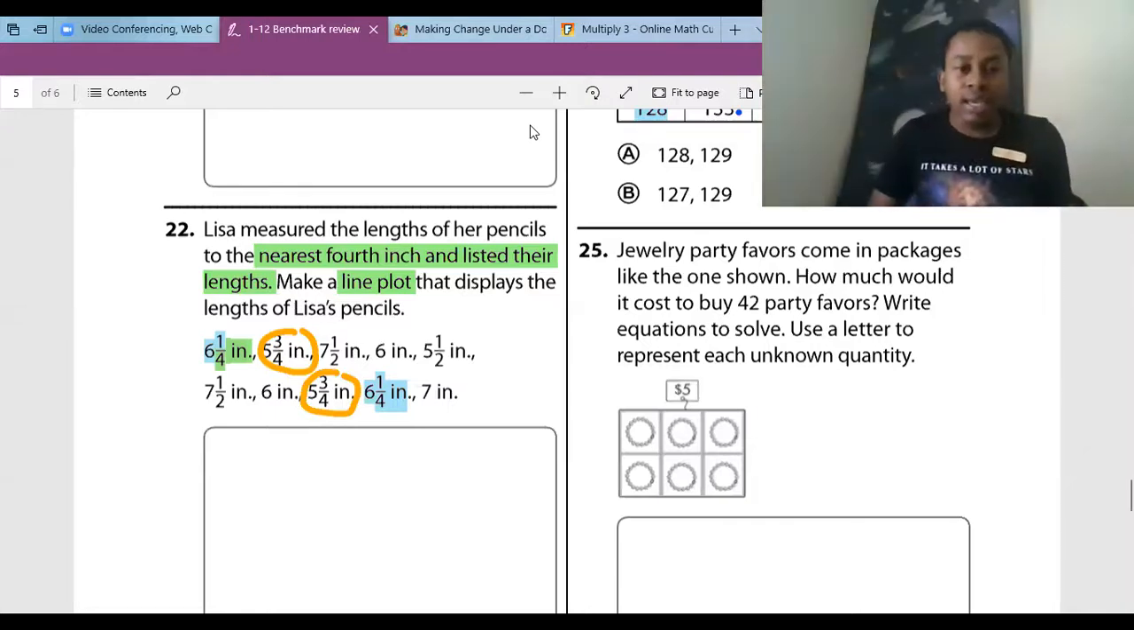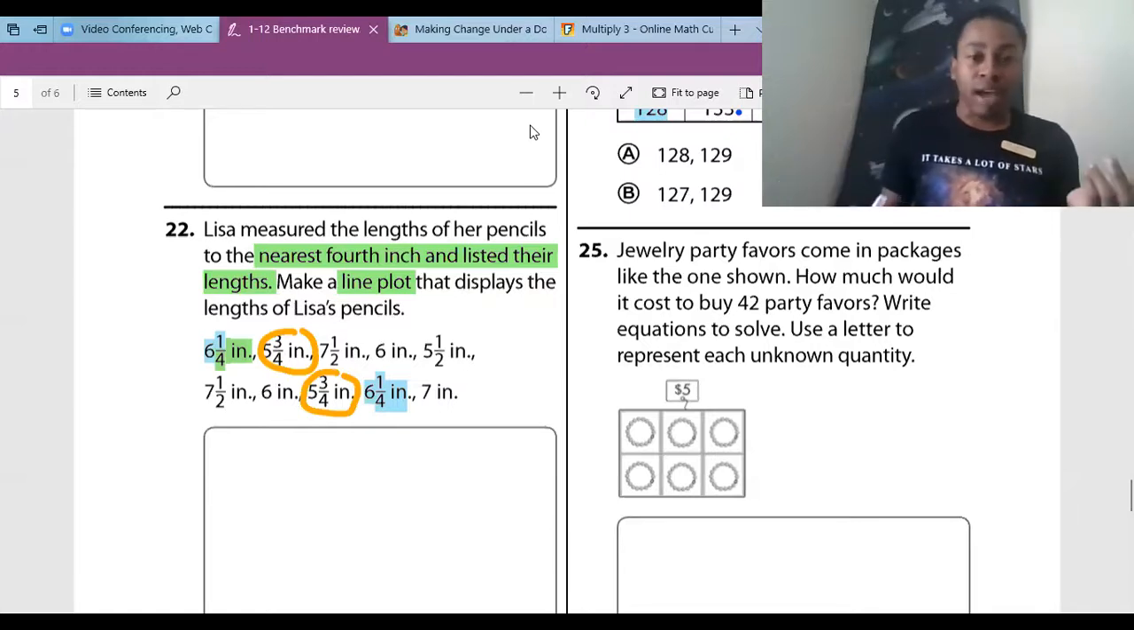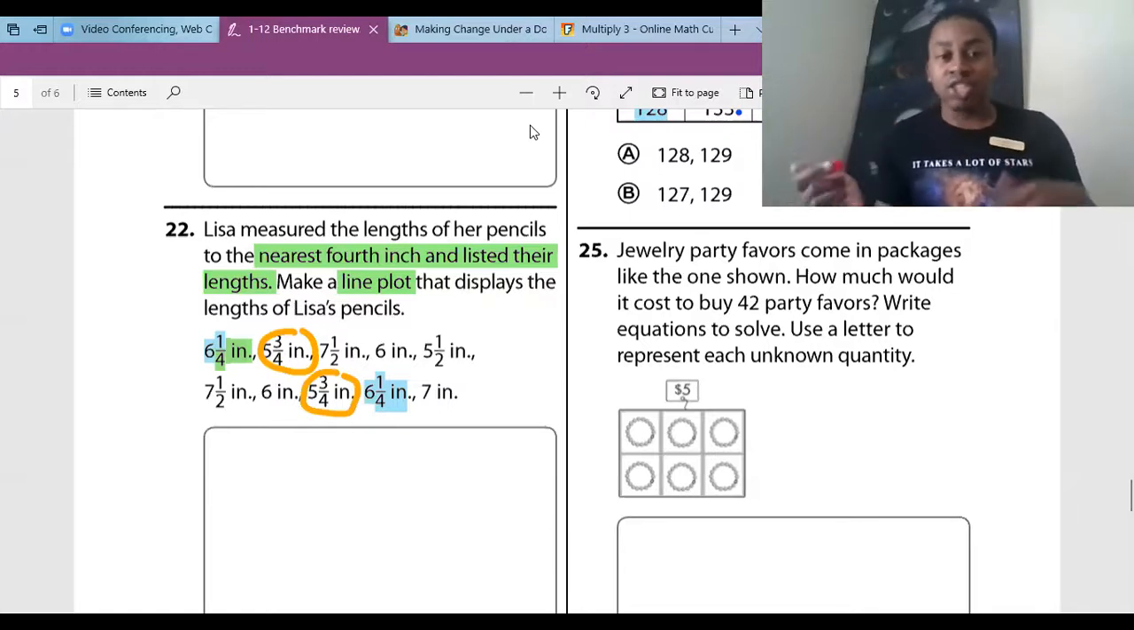Now we have to look at our data. We have to see what is given to us. We have 6 1/4 inch, 5 3/4 inch, 7 1/2 inch, 6 inch, 5 3/4 inch, 7 1/2 inch, 6 inches, 6 1/4, 5 1/2 again. We have 7 inches again.